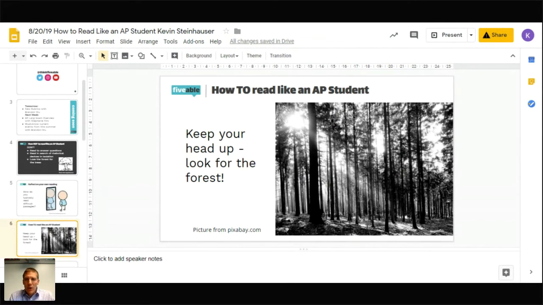So again, as I'm going through, I'm emphasizing the first paragraph. I'm emphasizing the topic sentence of every paragraph. And I'm seeing how all of these things fit together. That is my goal.